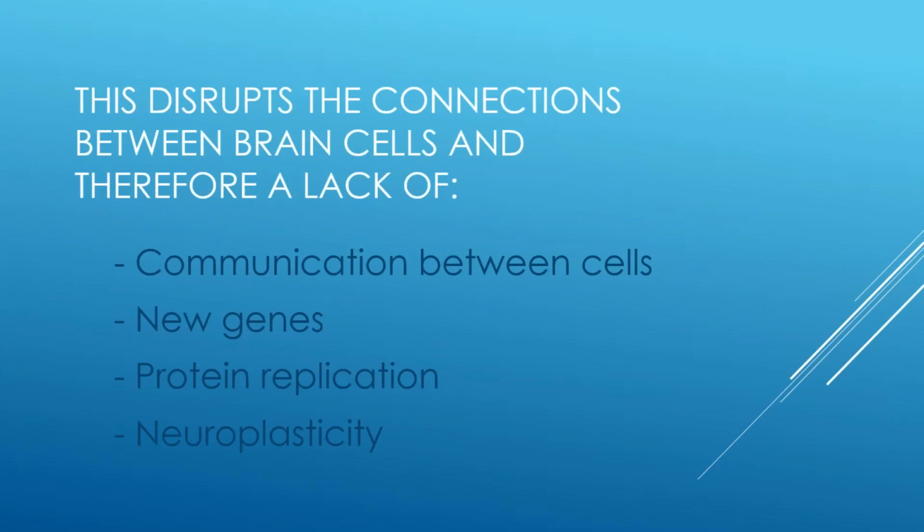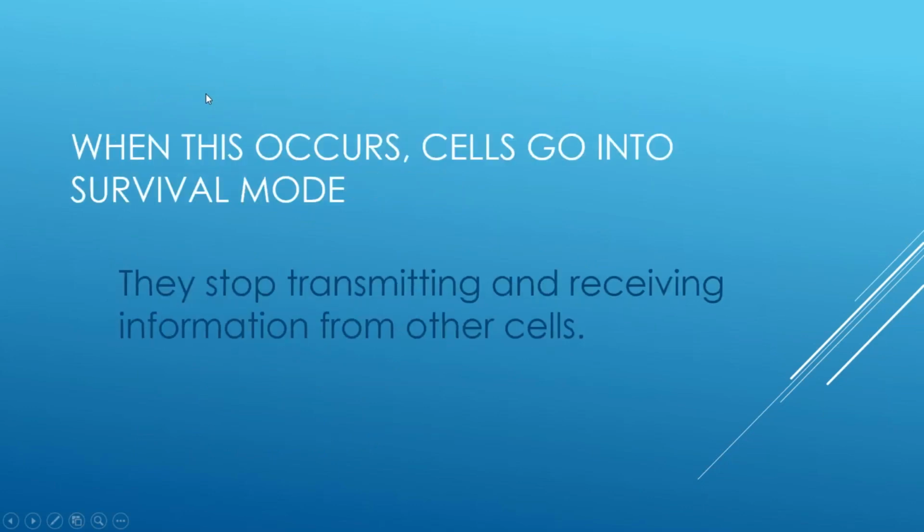Okay. And so once we have that lack of communication between the brain cells, then we don't have any more of that new protein replication. So no new genes, no new protein, no new neuroplasticity. We start to reduce our ability to learn. Okay, and it's a very, very common complaint from people with concussions: I used to be a straight A student, and now I'm struggling. So anybody who knows someone who's had one, that's a very common complaint. Okay, so when this occurs, cells then go into survival mode, and as I said, they stop transmitting and receiving information to other cells.